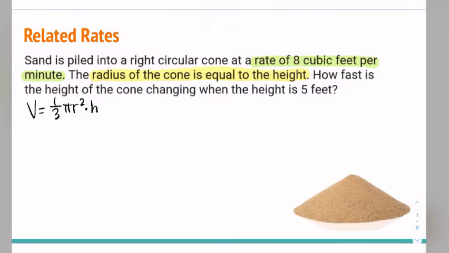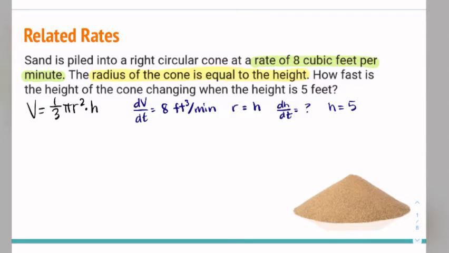So let's go through and write down what we know. 8 cubic feet per minute, that's going to be the rate that the volume is changing at. So dV/dt. We know that the radius is equal to the height, so I'm going to say R equals H. How fast is the height changing? So I need to know dH/dt is what I'm trying to find when the height is 5.